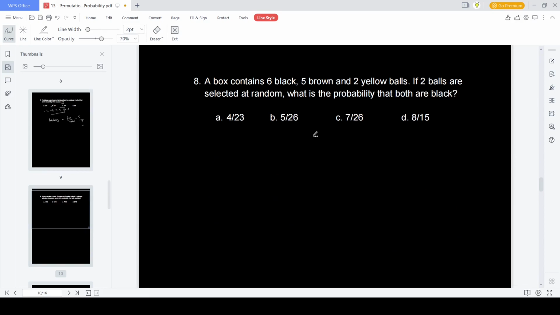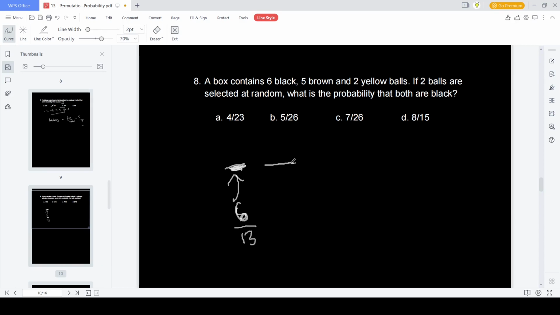If 2 balls are selected at random, what is the probability that both of them are black? Okay. So how many favorable conditions are there that the first ball is black? Here there are 6 black balls. You have to divide it by the total number of balls. So 6 plus 5 plus 2, that is nothing but 13. So the first block will be filled in 6 by 13 ways.